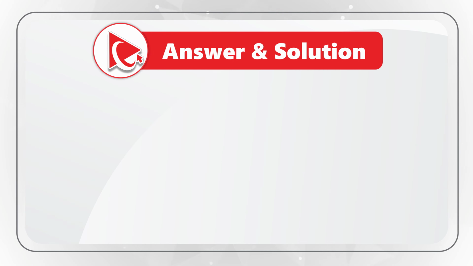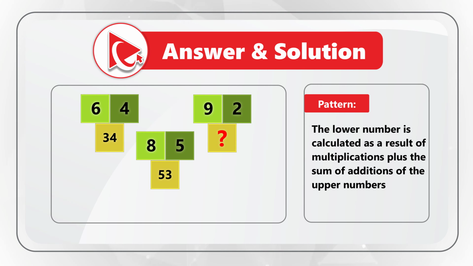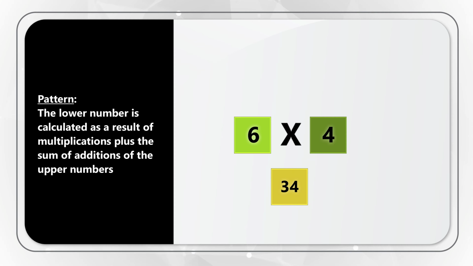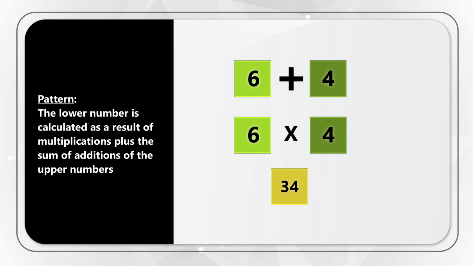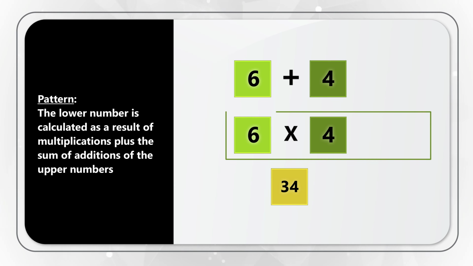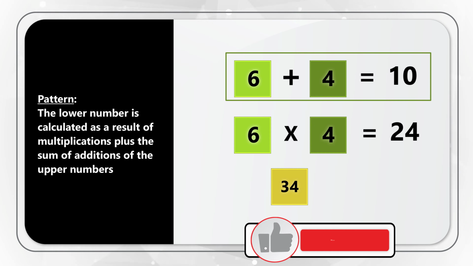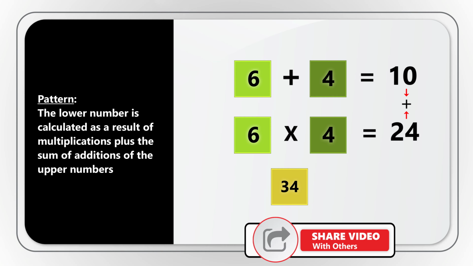And obviously, if you have a better way to solve it, please make sure to post in comments. I think there is a very interesting and unusual pattern here between the top 2 numbers and the bottom number. In fact, the lower number is calculated as a result of multiplication plus the sum of the upper numbers. Let's look at the example. For example, the first set of numbers is calculated as 6 multiplied by 4 plus the sum of 6 and 4, which would equal 24 plus 10 and equals 34.